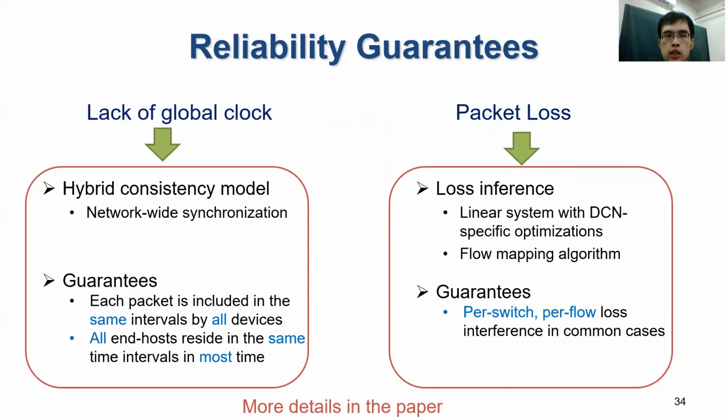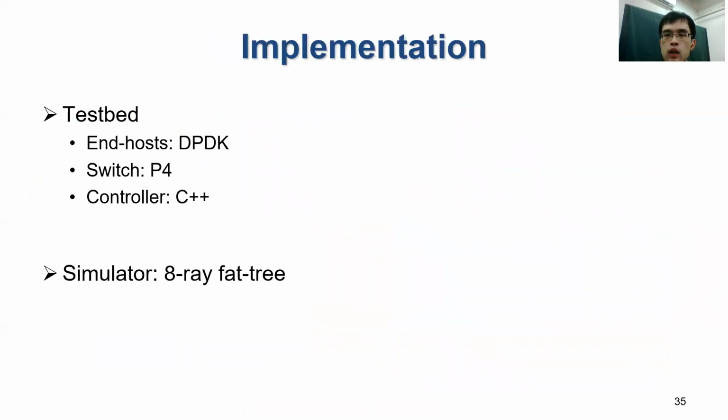For packet loss, we propose a linear system to infer the loss, and we also propose a flow mapping algorithm to make the linear system work correctly in general cases. Since the time is limited, I skip the details here and you may find more results in our paper. We build a prototype of OmniMon with DPDK and P4. We conduct trace-driven evaluations in both testbed and simulation environments.